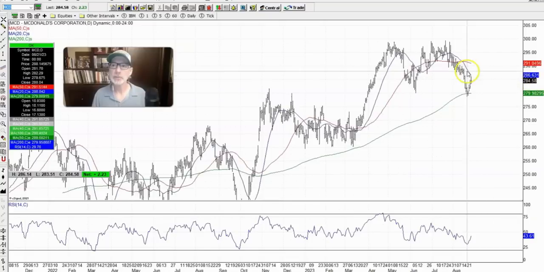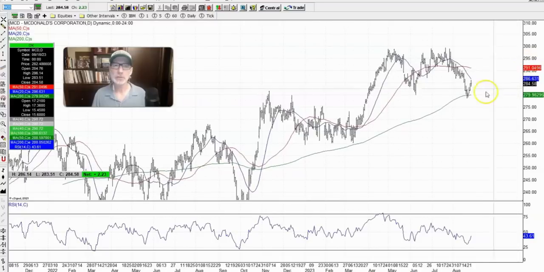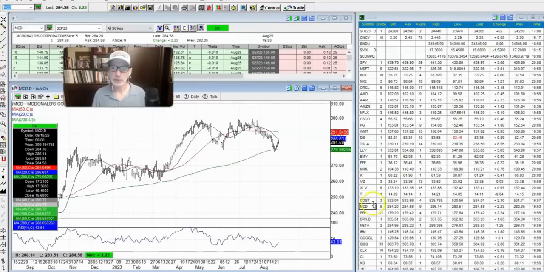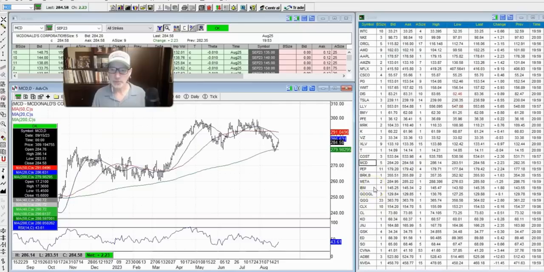So what you'll probably see is McDonald's will probably meander. Now that it has bounced, it might meander a little bit because it's got the 20-day and 50-day acting as resistance above it. Until it can convincingly get above both of those, for now it'll probably hang around this area, only because it's got both of these moving averages giving it some resistance above it. So keep an eye on McDonald's. Let's see what else we got. Nothing really else of note here.